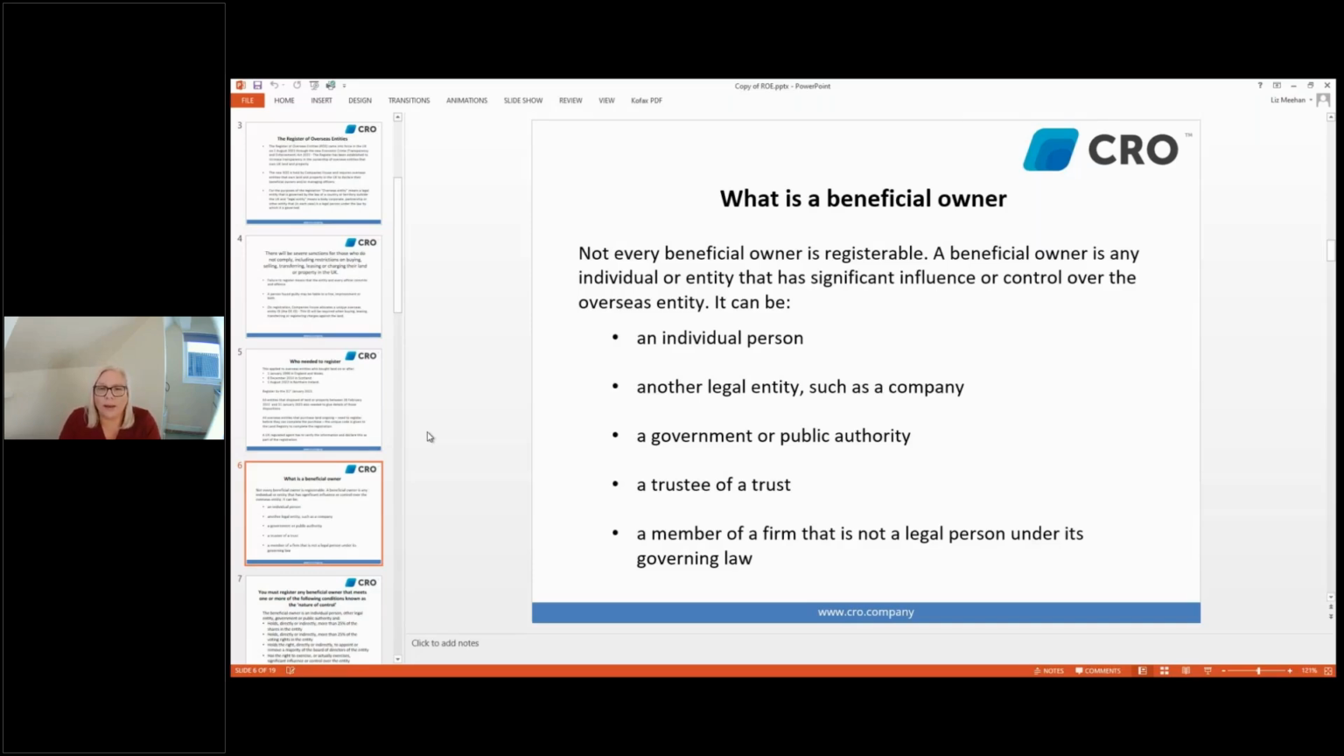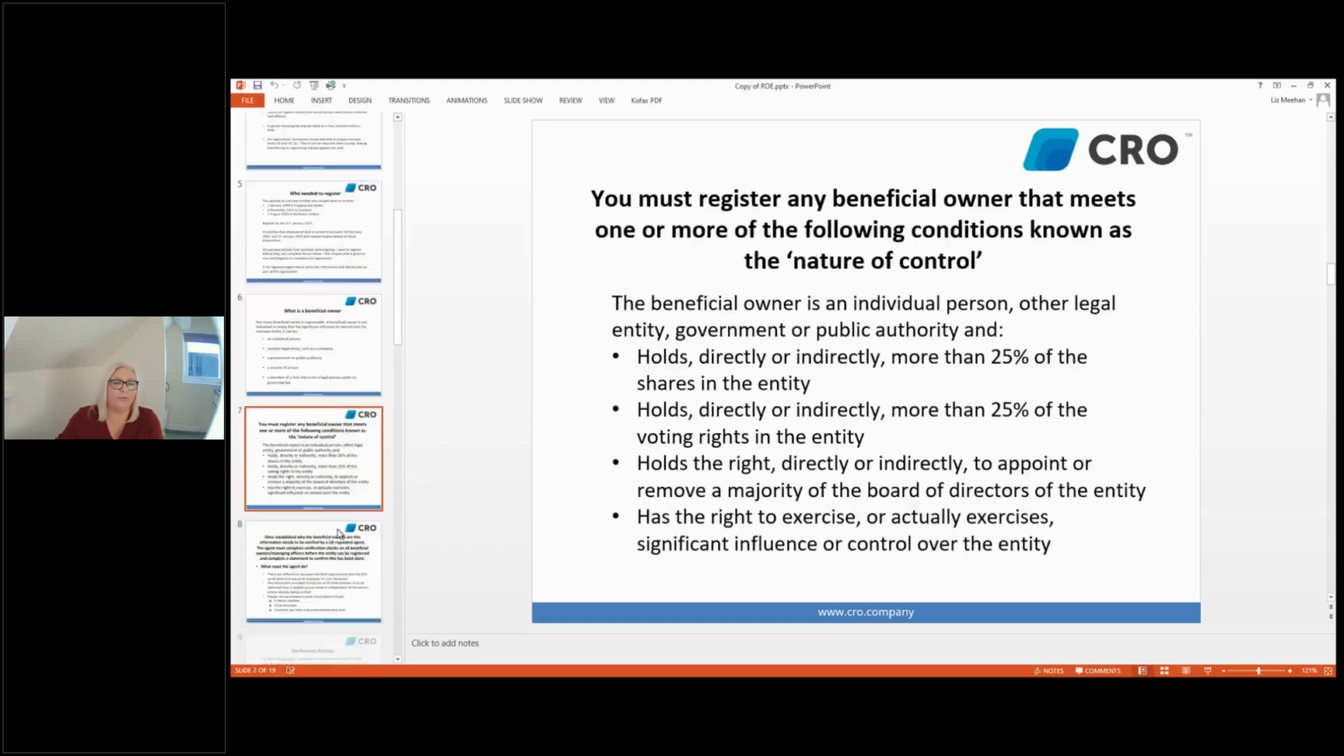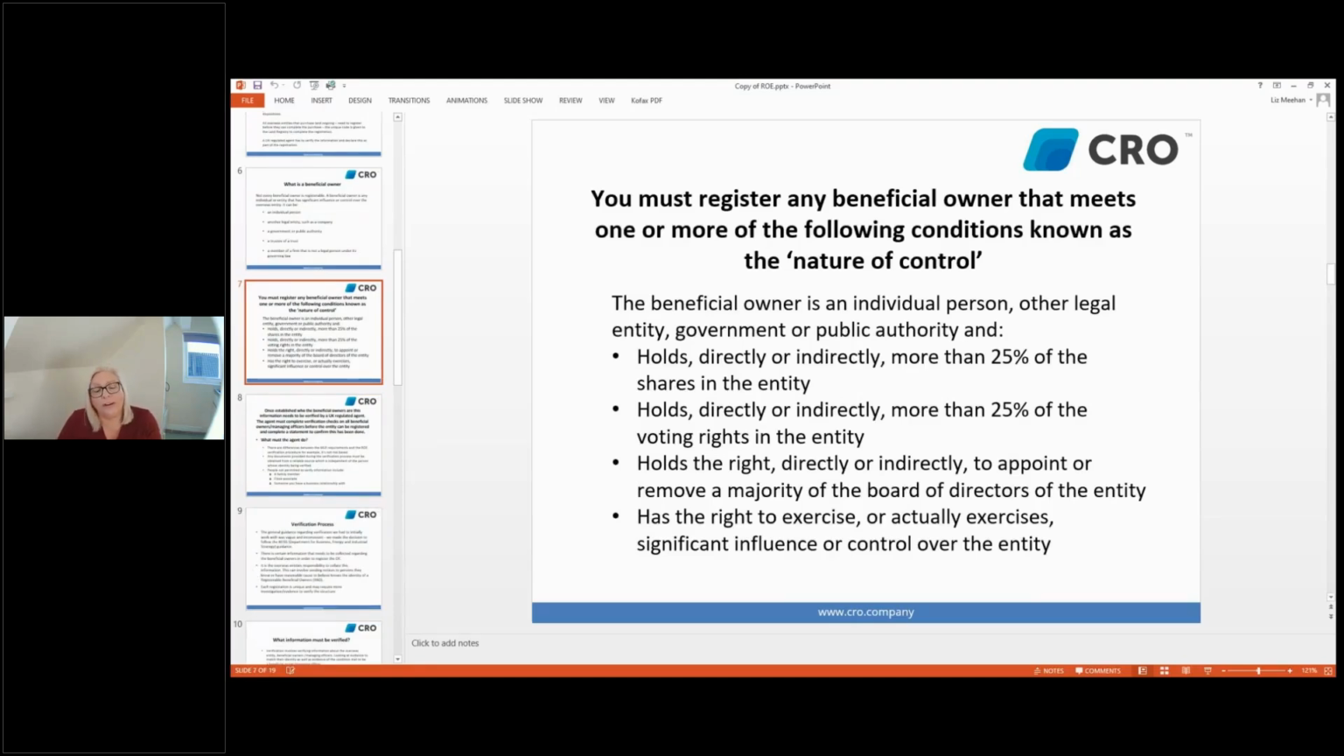But when they're talking about beneficial owners, they're looking at people that could be an individual person, it could be another legal entity, it could be a government or public authority, so some property, it could be an embassy, so it could be owned by a foreign government, or trustees of trusts as well, or a member of a firm that's not a legal person under its governing law. So that's the definition of beneficial owner. When we look at who is registrable, then there are certain conditions which are known as natures of control.